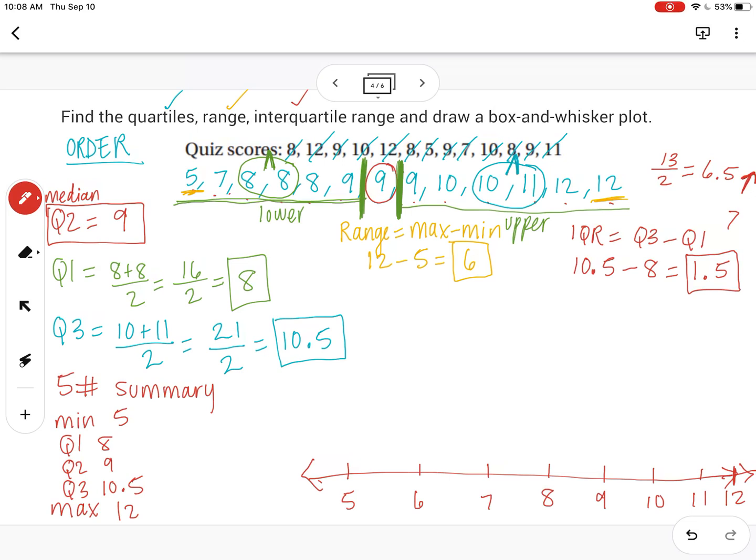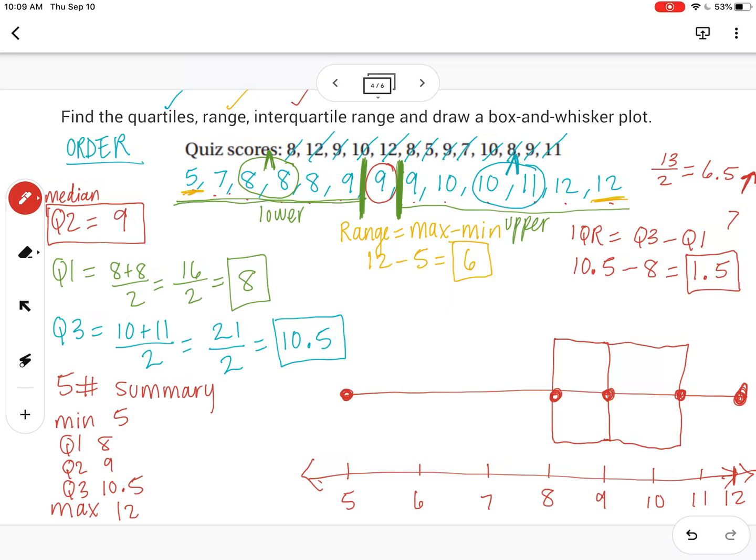All right, so let's put our minimum at 5. You're going to put it above. Q1 at 8. Q2 at 9. Q3 at 10.5, so in between 10 and 11. And our max is at 12. You're just going to draw a line right through those. And then remember, your quartiles are like tiles. They're boxes. So we're going to draw a box around our quartiles. And that is it. We just made our box and whisker plot.